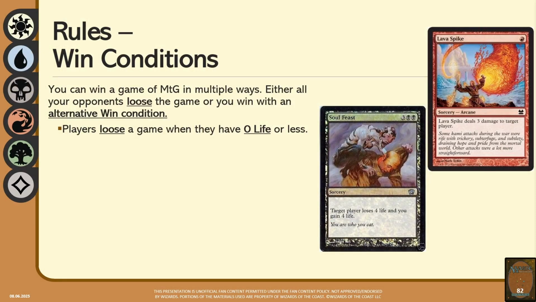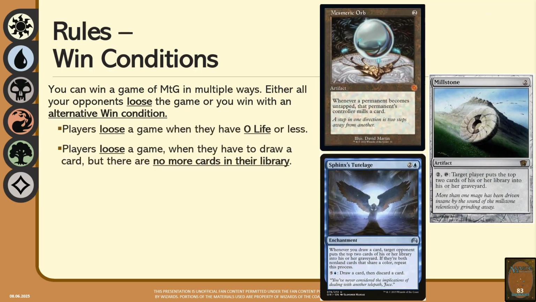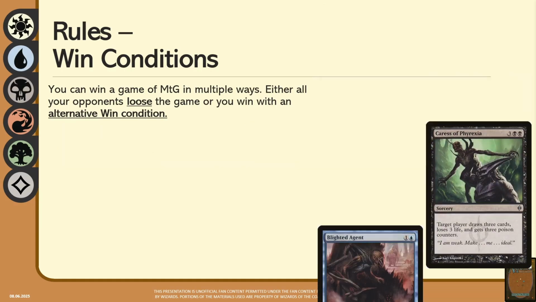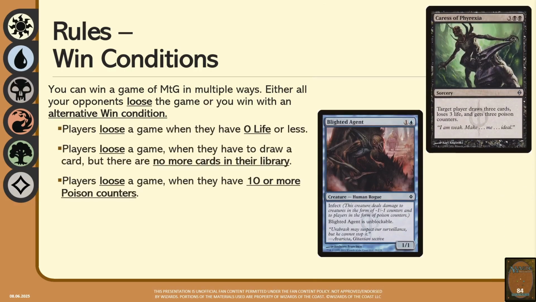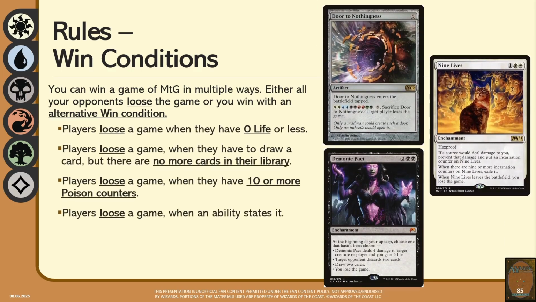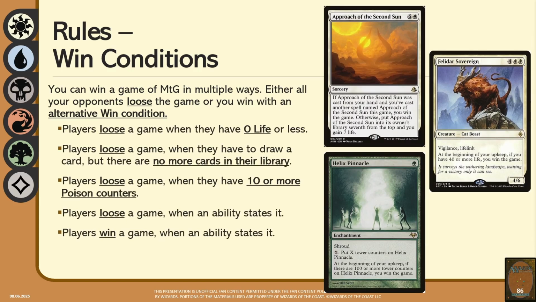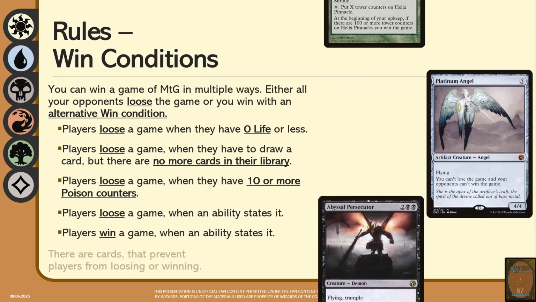Players lose a game when they have 0 life or less, when they have to draw a card but there are no more cards in their library. Players also lose a game when they have 10 or more poison counters, or when an ability states it. Players also can win a game when an ability states it. There are cards that prevent players from losing or winning.